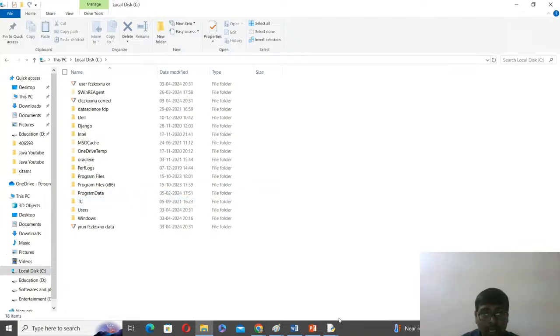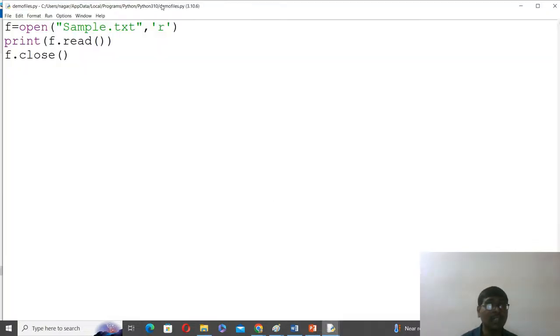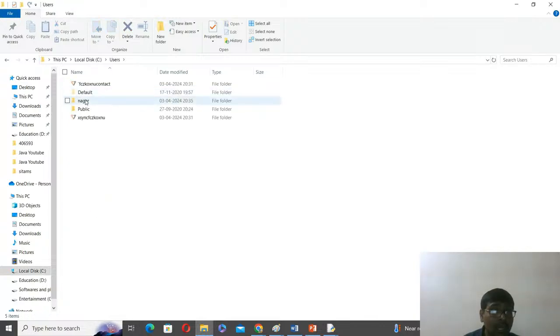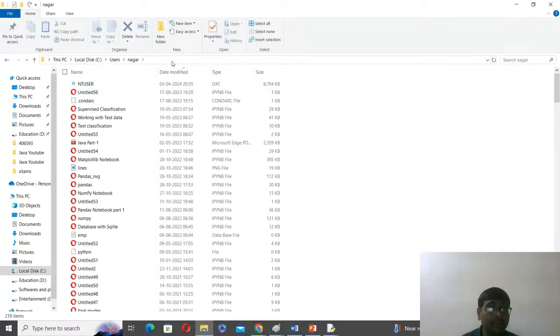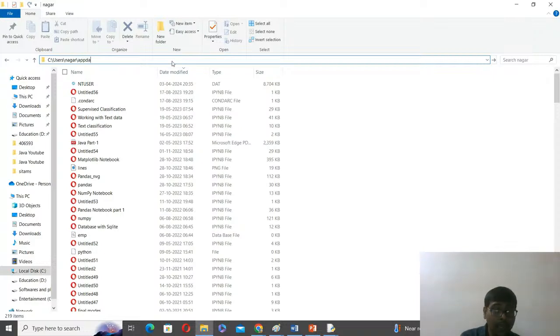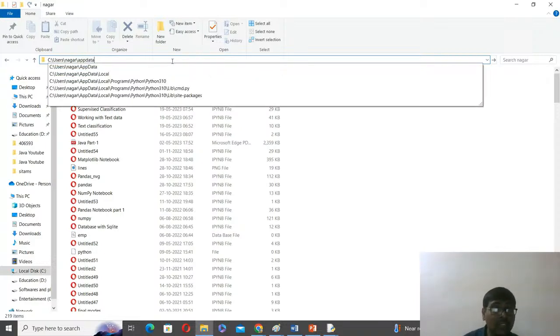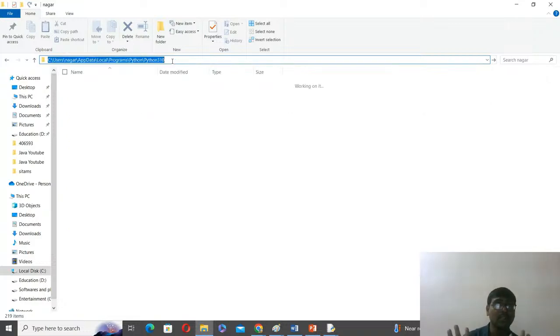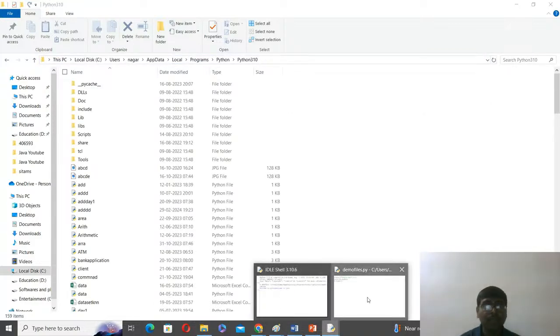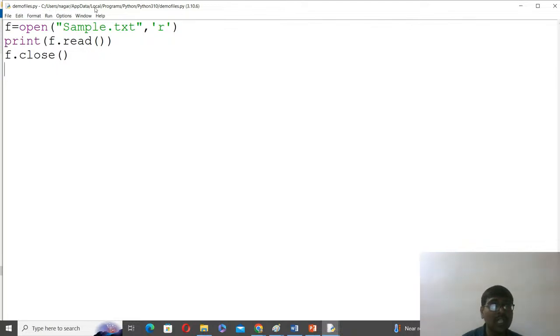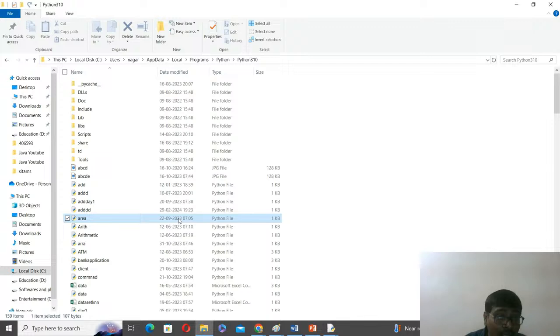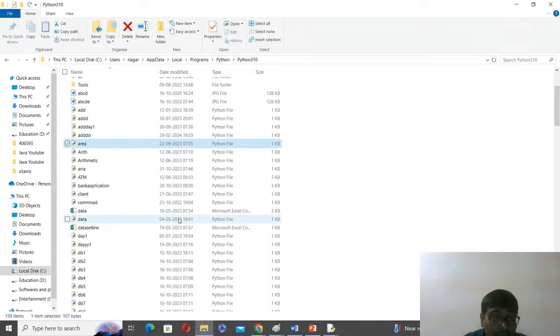So where do you need to check? Observe the path. Here, this is the location where your program is saved. See Users, then the user name, then AppData; actually AppData is not visible. So in this page, observe the top corner: this is the location where your Python program is saved. At the same location your sample.txt file is available. Now we will check whether that particular file is available or not.